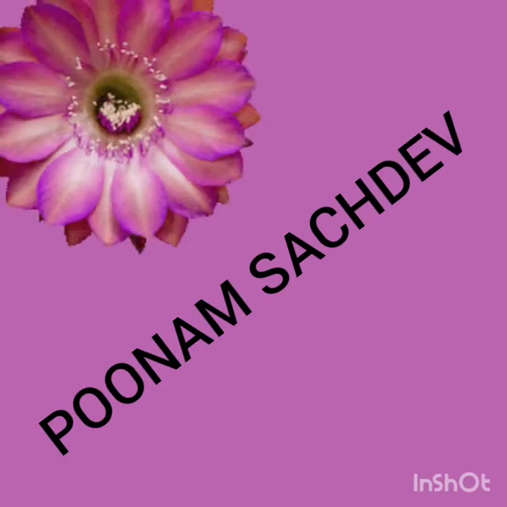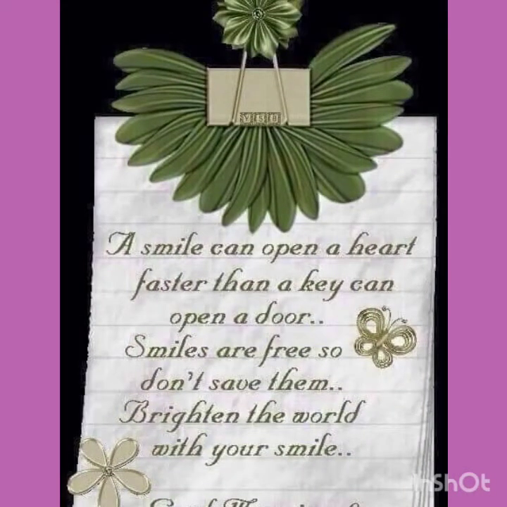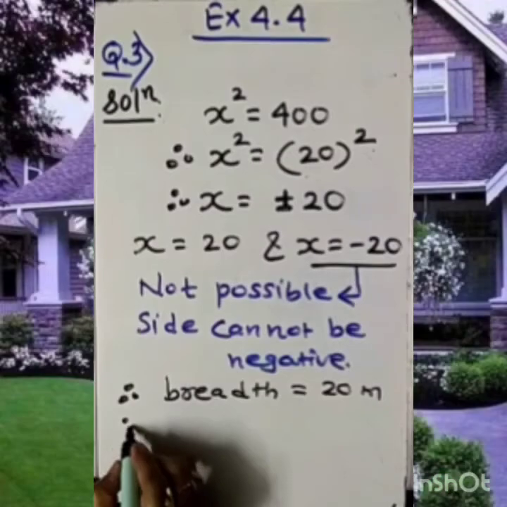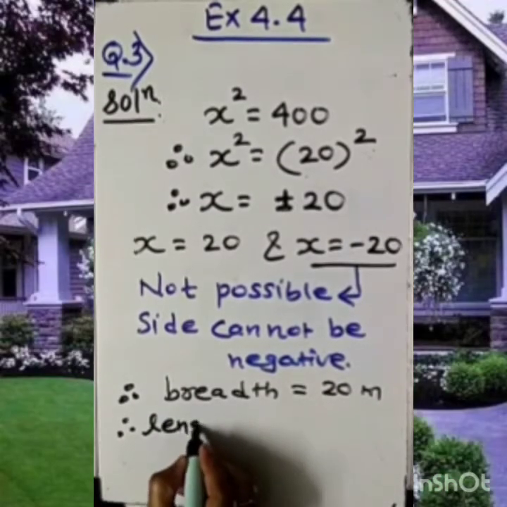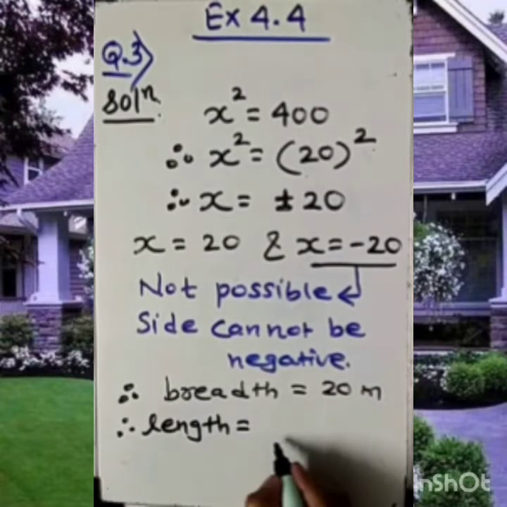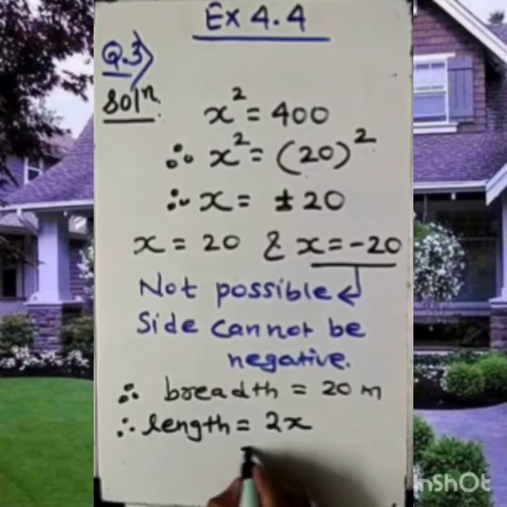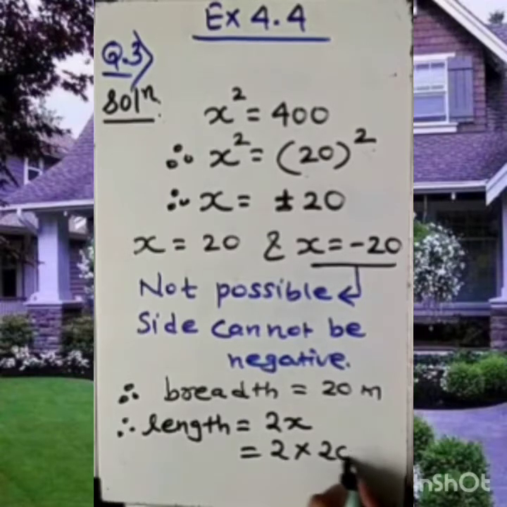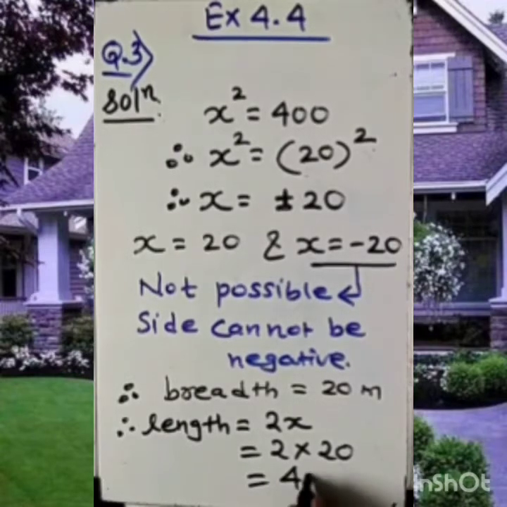So it means that, let's indicate that. What will be the breadth? The breadth will be 20 meter. If breadth is 20 meter, then what will be the length? The length will be 2 into x, 2 into 20, that is 40. This is our solution. Okay. So this is 40.